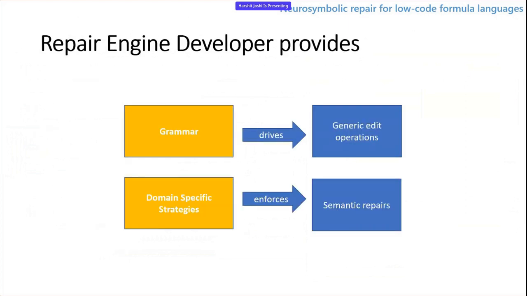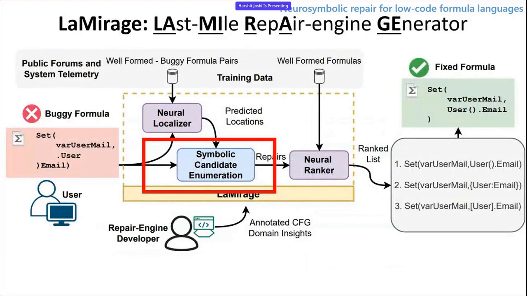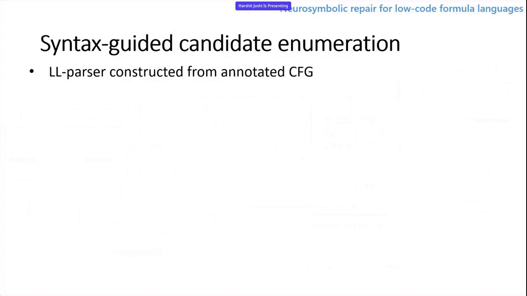Now, to summarize, the repair engine developer provides us with context-free grammar, which drives the generic edit operations, which help in syntax repairs, whereas the domain-specific strategies enforce the semantic repairs. Now that we have the two components provided by the repair engine developer, let's see how we can use them to enumerate repair candidates.